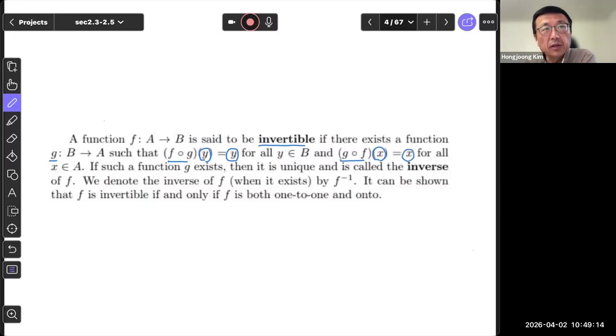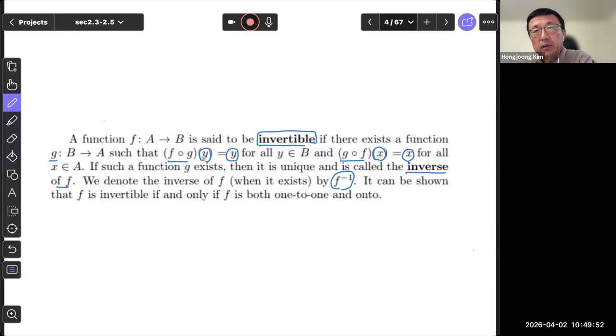In that case, if such a function exists, then we say the function is invertible, and this function g is called the inverse of f. And usually we use this notation to describe the inverse of the function f. And we can show some properties. For example, if an inverse exists, then it will be unique.